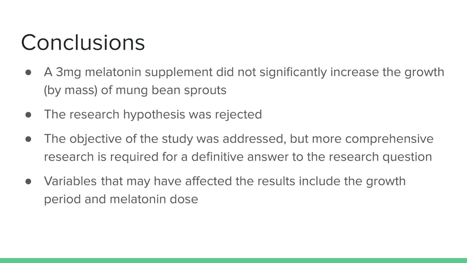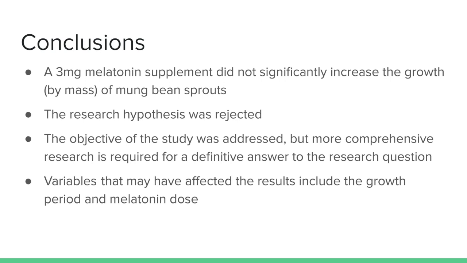One variable which may have affected the results of the experiment was the length of the growth period. The allotted 10-day time frame, though used in similar experiments, may not have been enough time for the melatonin to reveal its full effects on the mung beans or enough time for the mung beans to process the melatonin.